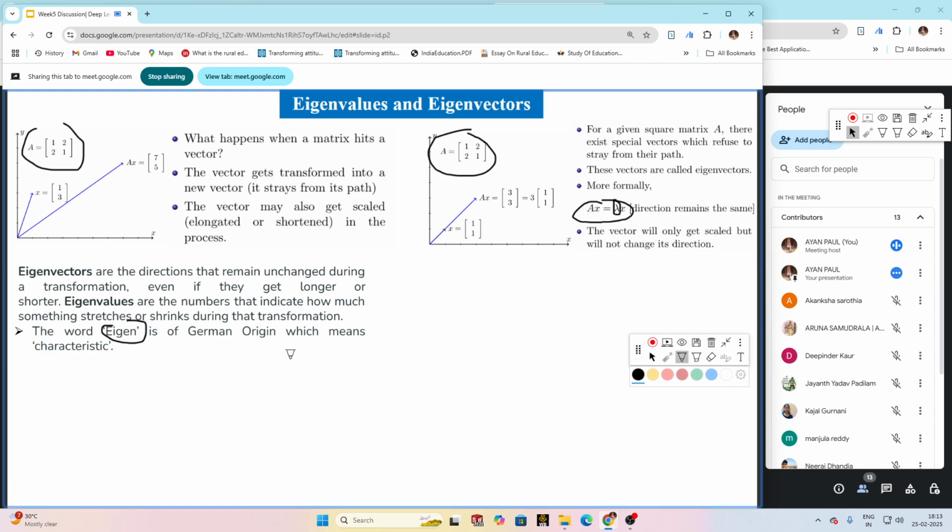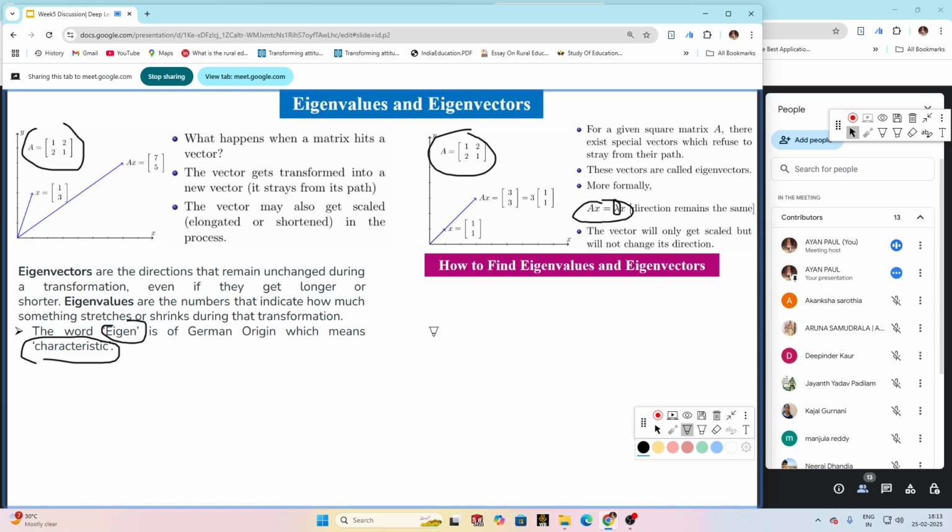It has a German origin, which means characteristics. Okay, eigen means characteristics. Why? Because eigenvectors are those characteristic vectors whose characteristics will not change. That is, the direction will remain the same whenever it is multiplied by a matrix. So this is regarding eigenvectors and eigenvalues.